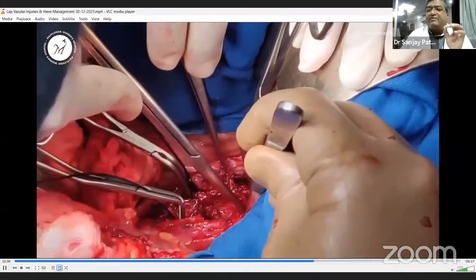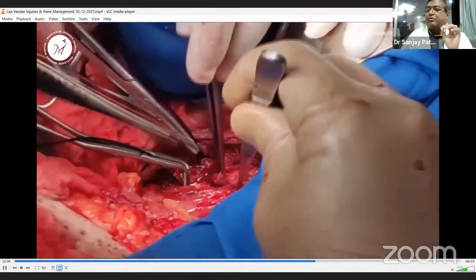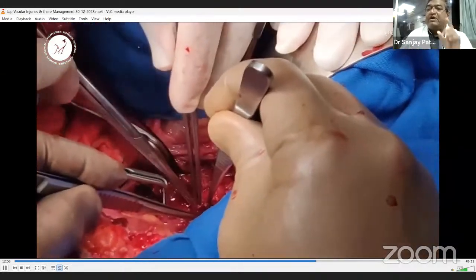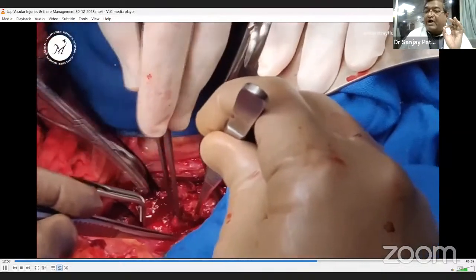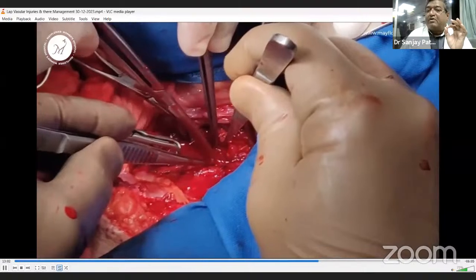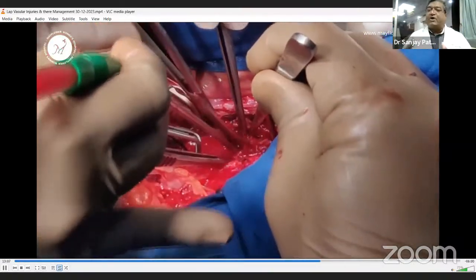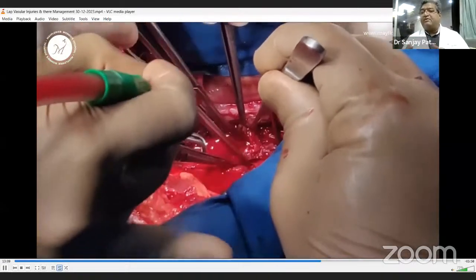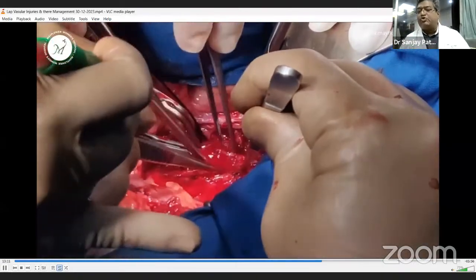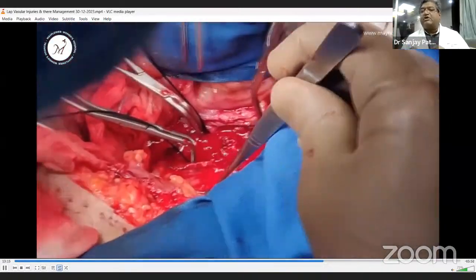If you skeletonize the vessels, ideally you suture with the 6-0 Prolene with the Teflon. Without Teflon, tearing of the tissue happens. Due to the pulsatile nature of the aorta and high pulse pressure, whatever suture you take, it loses its hold. So always prefer to use the Teflon.